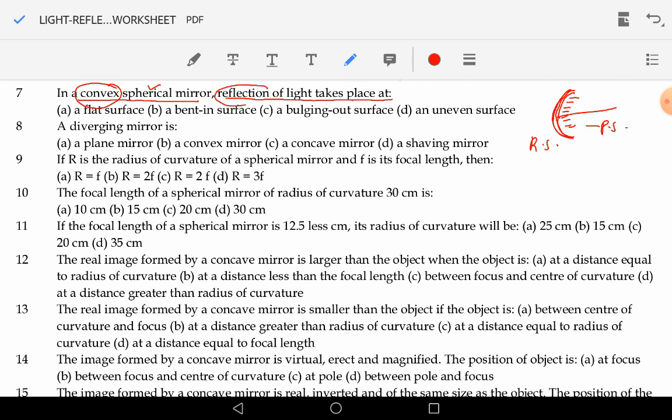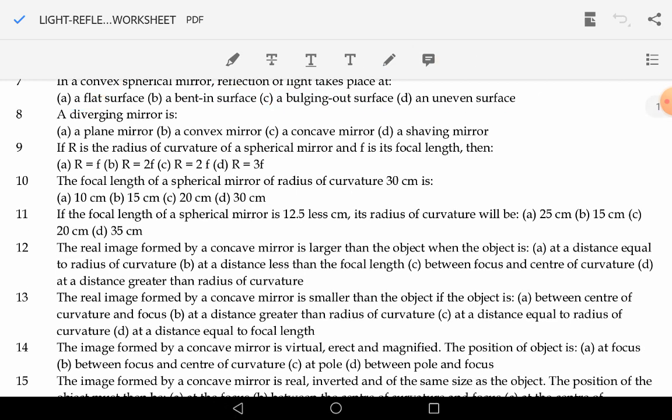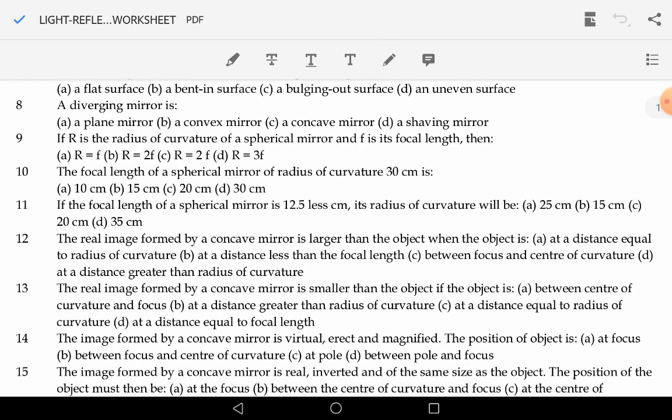So where does the reflection of light take place? You always should know reflection is only associated with the reflecting surface. Is it at the flat surface, a bent in surface, a bulging out surface or an uneven surface? So I guess the answer is C part, that is the bulging out surface, right? Then 8th one, a diverging mirror is, what is a diverging mirror?